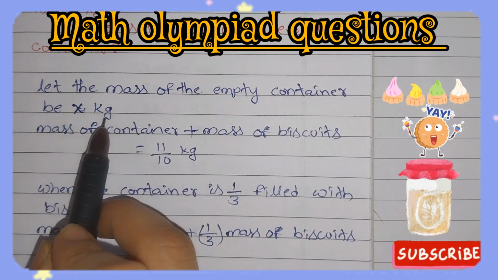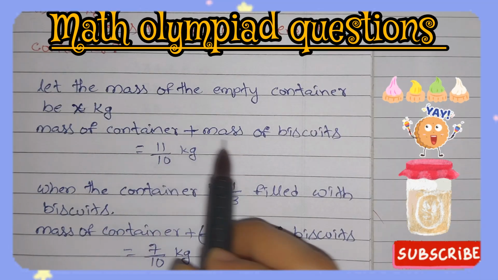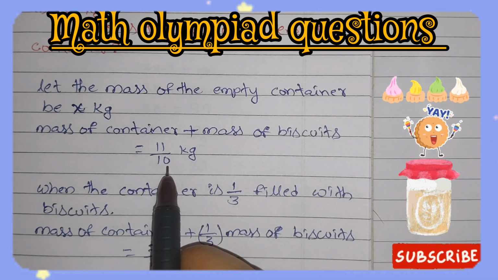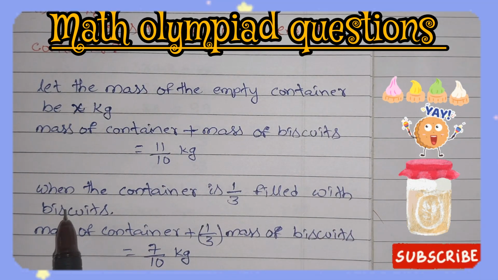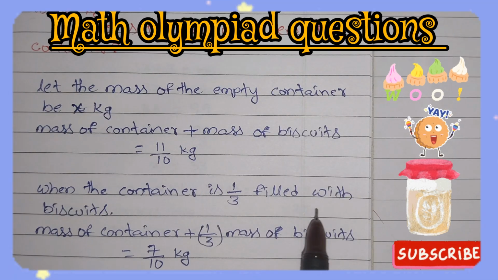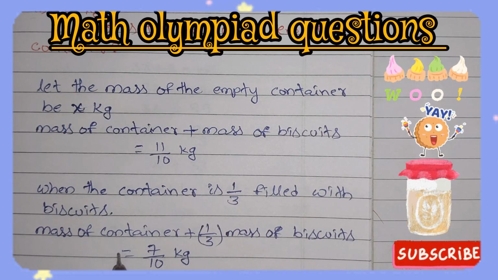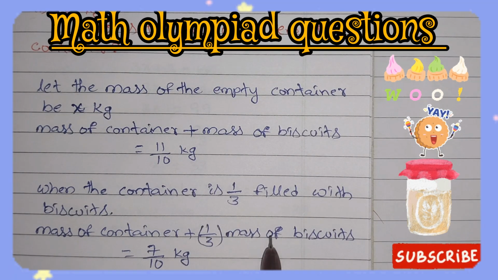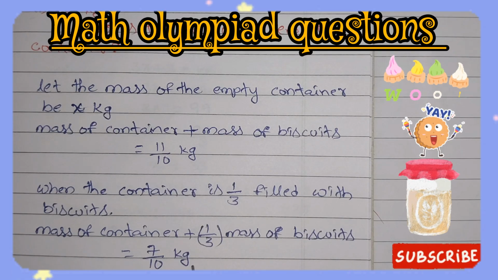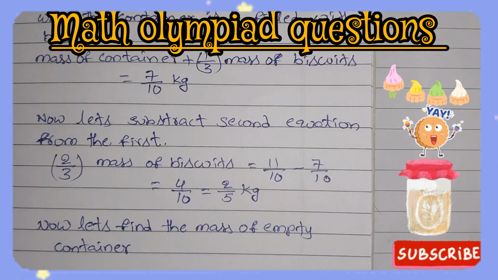Let the mass of the empty container be x kg. Mass of container plus mass of biscuits equals 11/10 kg. When the container is 1/3 filled with biscuits, mass of container plus 1/3 mass of biscuits equals 7/10 kg.